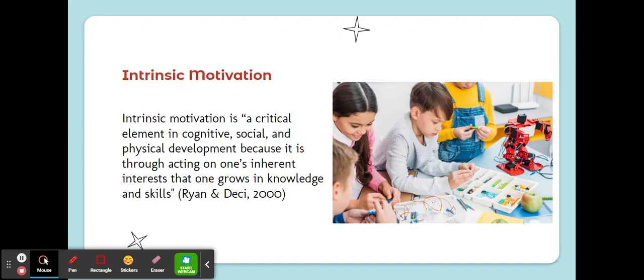The concept of motivation can be applied to students' attitudes and perceptions of learning. Here, I want to emphasize the importance of teachers providing the students with autonomy in learning. According to Ryan and Deci, intrinsic motivation is a critical element in cognitive, social, and physical development because it is through acting on one's inherent interests that one grows in knowledge and skills.